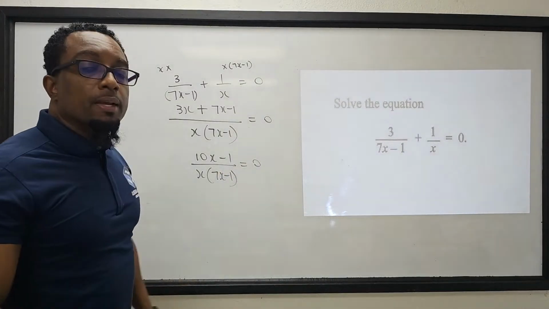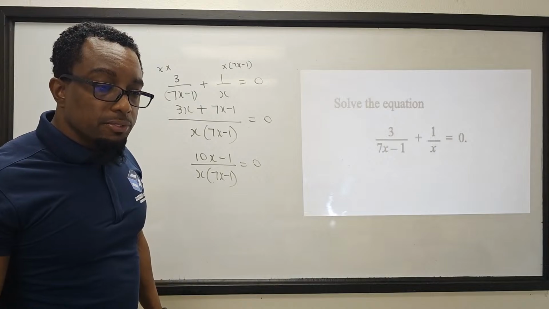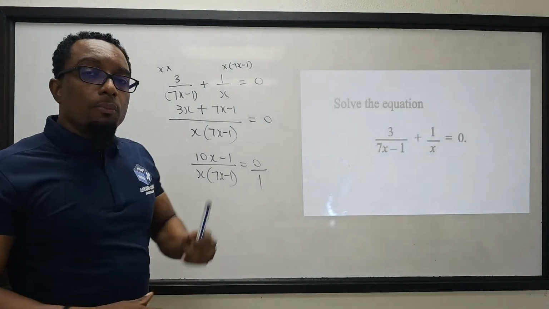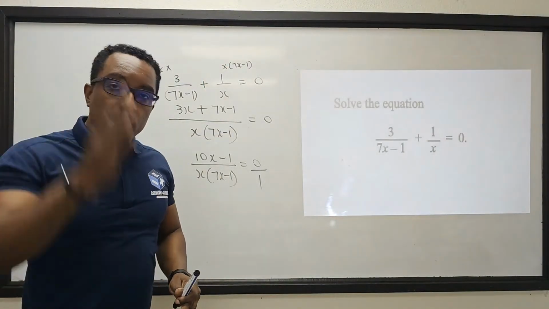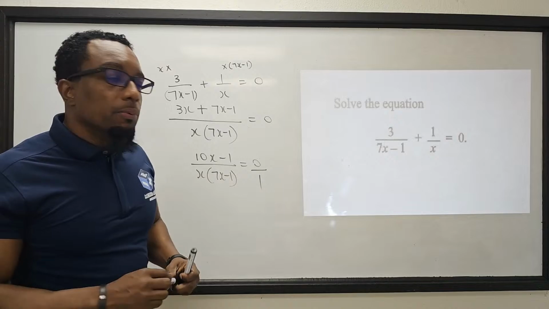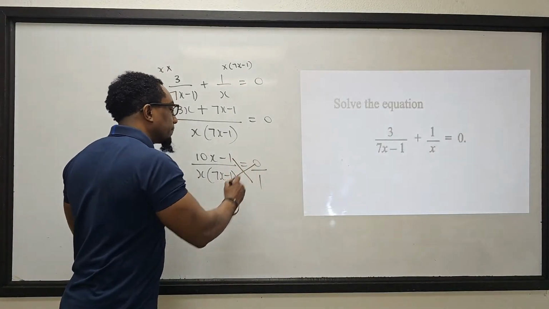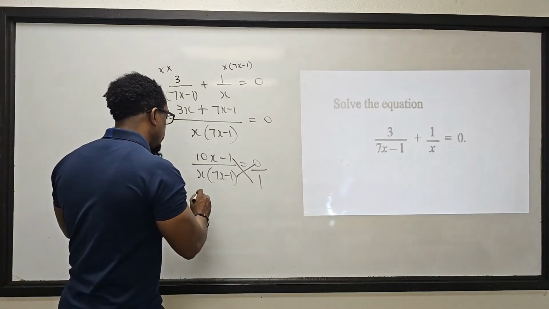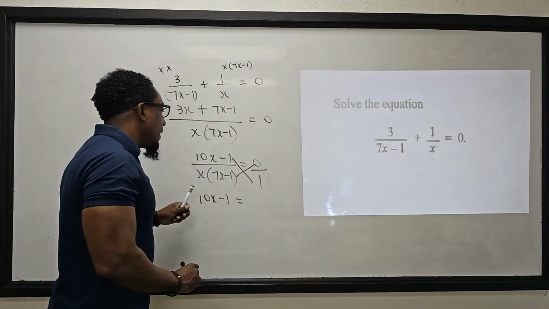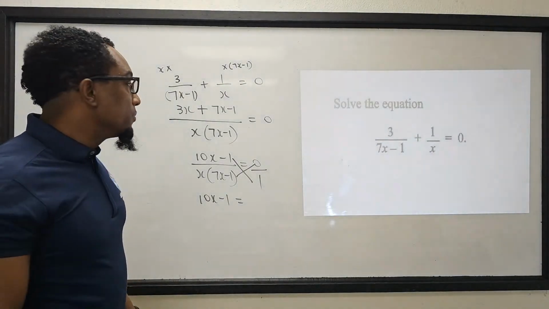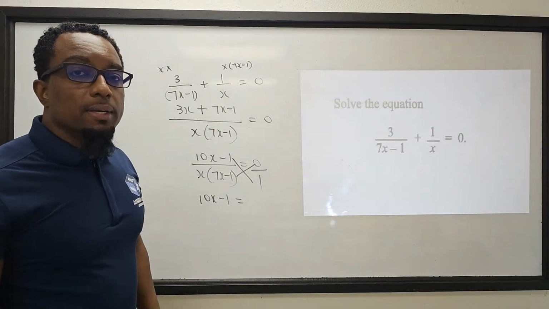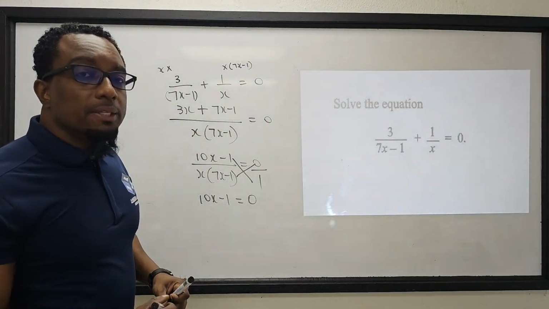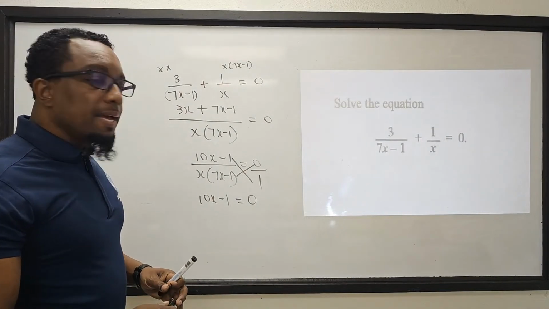equal to 0. 0 can be written as a fraction. You can write 0 as 0 over 1. And what we're going to do, when you have one fraction on the left and one fraction on the right, you can carry out what we call cross multiplication. So 1 by 10x subtract 1, it is 10x subtract 1. And x into 7x subtract 1 by 0, anything by 0, it is what? 0.